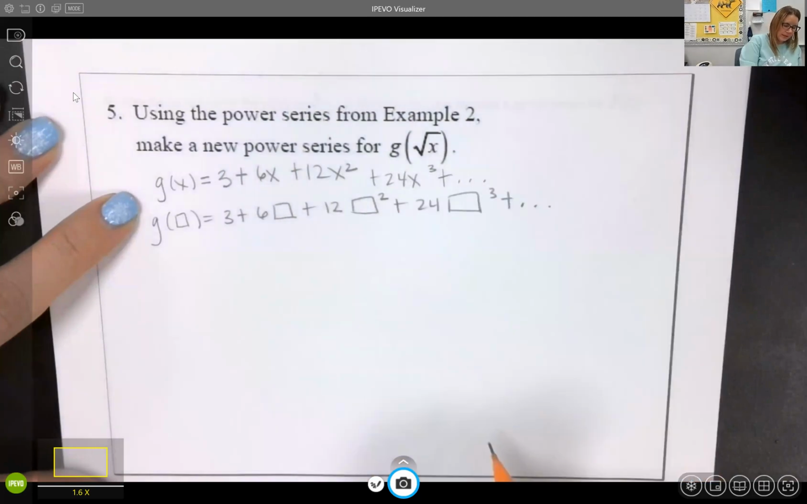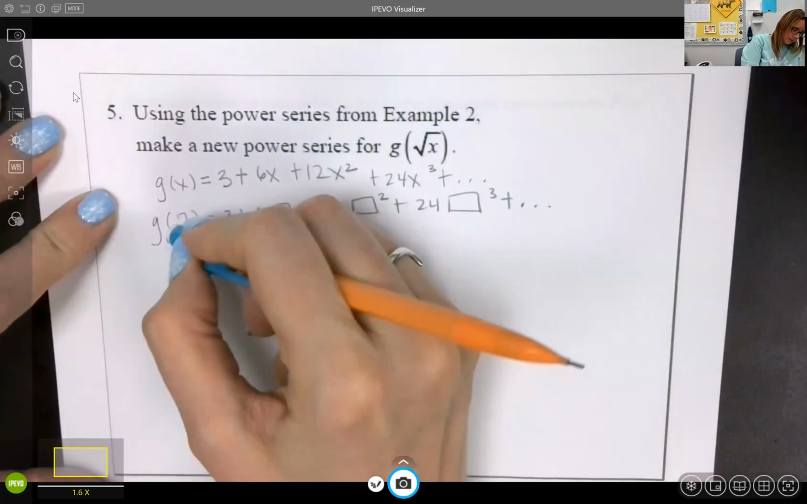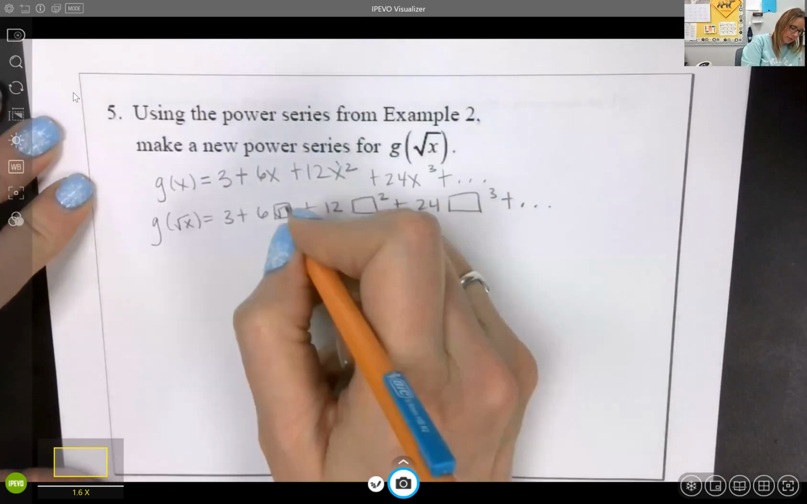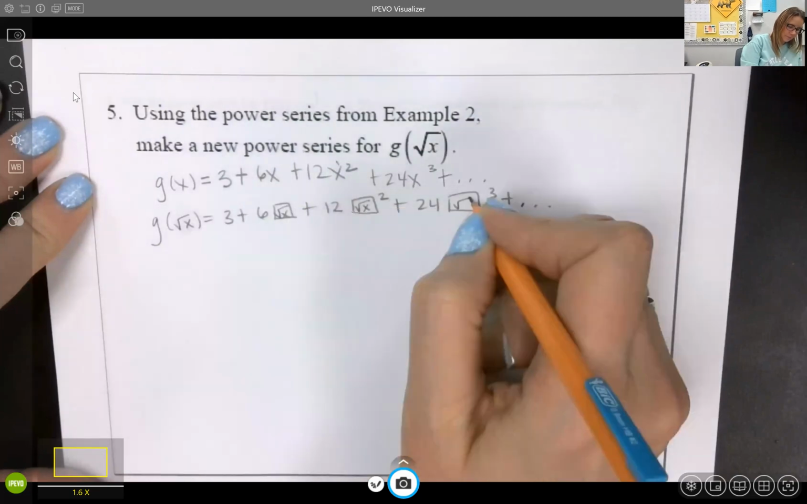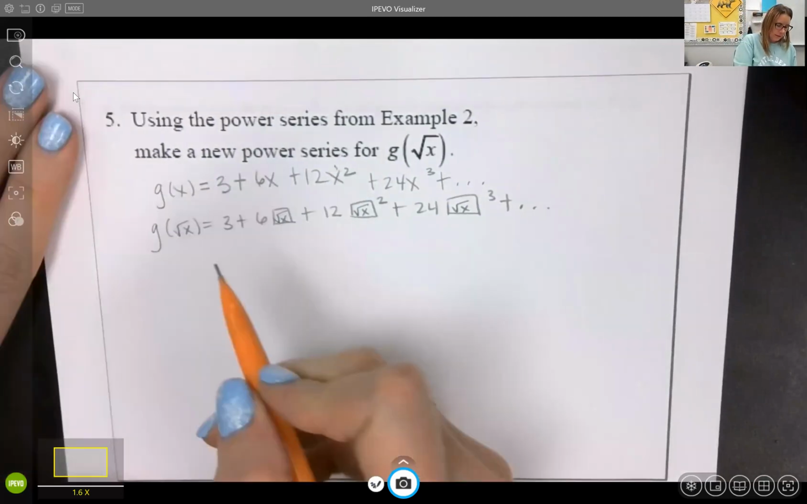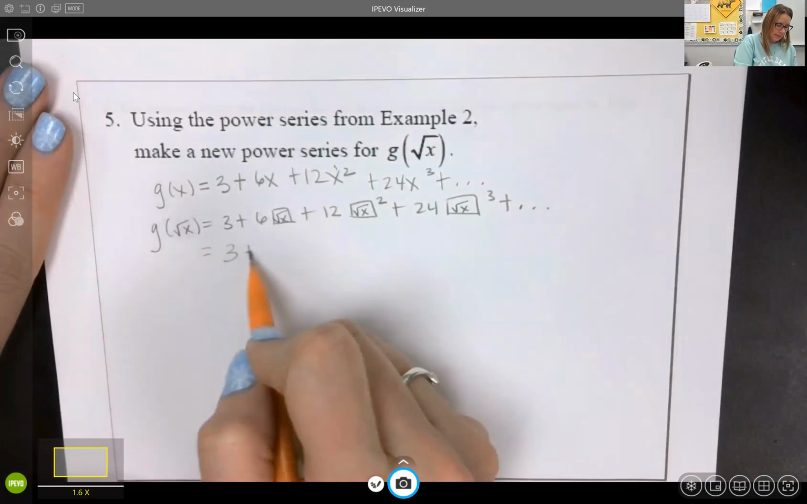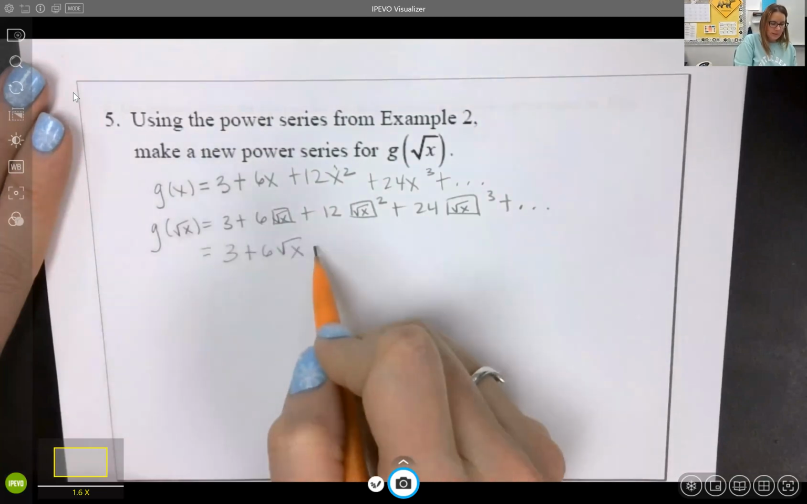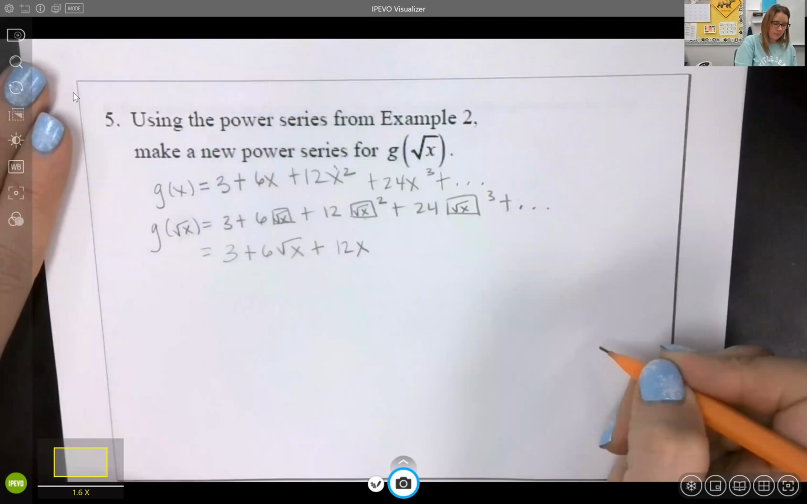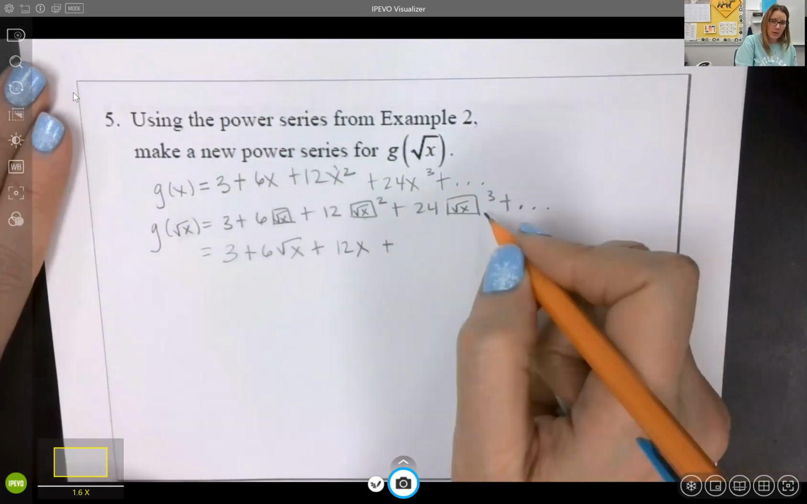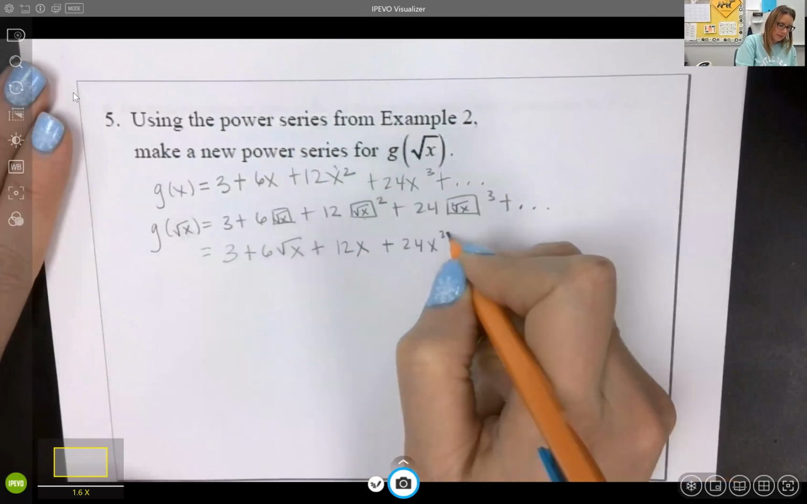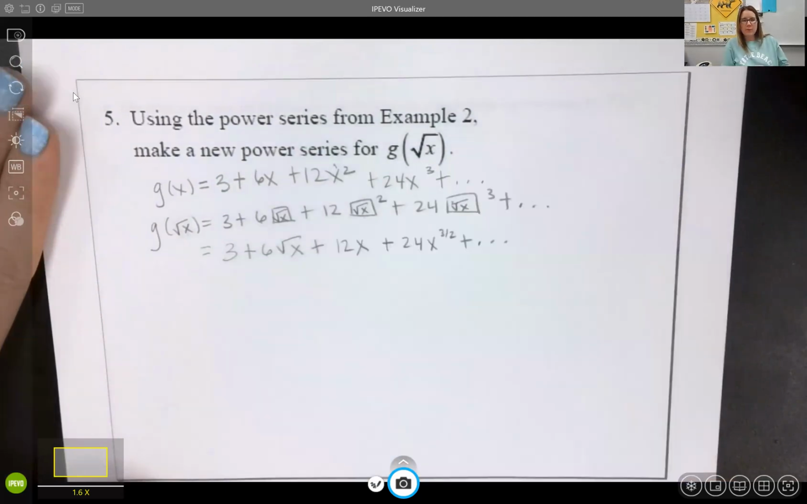Okay, but instead of a box, we're putting root x. So everywhere you have a box, you're going to write root x. Hopefully that box is a good visual for you to see how to do that. We want to simplify, so we get 3 plus 6 times root x. And then square root of x squared is just 12x. From that point forward, we're just going to write it as a power. So this is a square root, and this is a 3. So 24x to the 3 halves. And then we would just keep going from there.